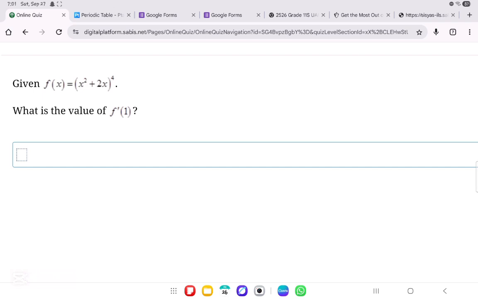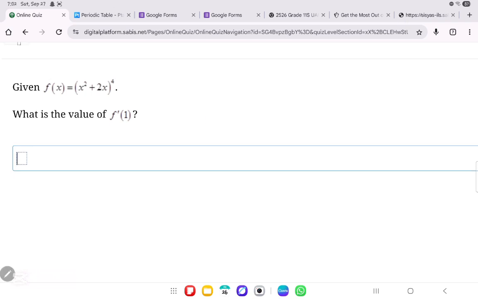What does it say? Given f(x) is equal to (x squared plus 2x) to the power of 4. Okay, and they want us to find what? F prime of 1. So what do we need to do? We need to find the derivative of this, and we'll need to put 1 instead of x. So we did something like this before where we had a nomial. In this case, it's a binomial or trinomial in some sense, but because there's no 0, we're just going to say binomial.